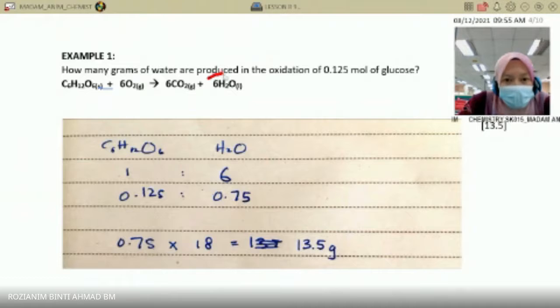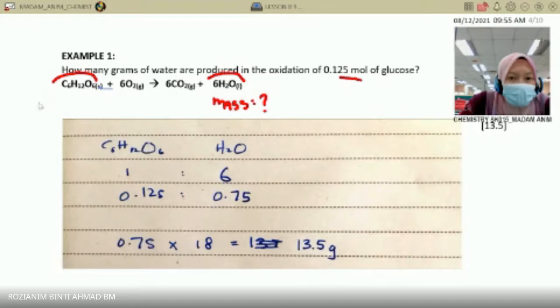Okay. The statement of the equation, they want to give out how many gram of water. So maksudnya dia nak maklumat ini. Tapi dia nak gram. What is the criteria? So maksudnya dia minta mass. Okay, mass for water produced by the oxidation of glucose in form of unit mole. So mana glucose? C6H12O6. So they are given mole at here.